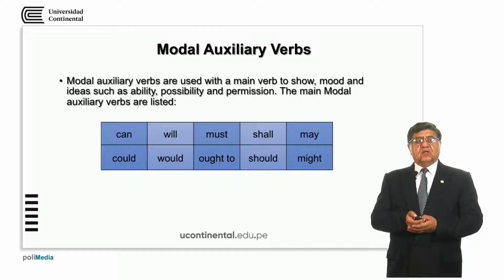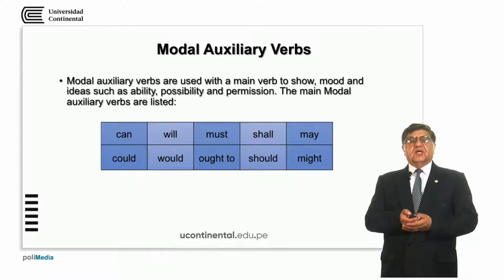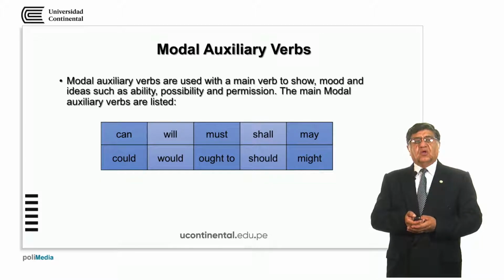Some academic people will consider could, and it's also considered by everybody else the past tense of can. But would is also considered the past tense of will, and so the others. Ought to, should, and might are considered the past tense of must, shall, and may. Okay? These verbs will show the mood and the ideas that express ability, possibility, or permission, sometimes two or more of these possibilities.